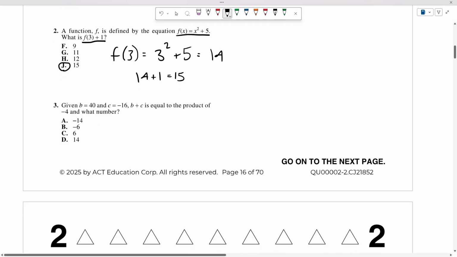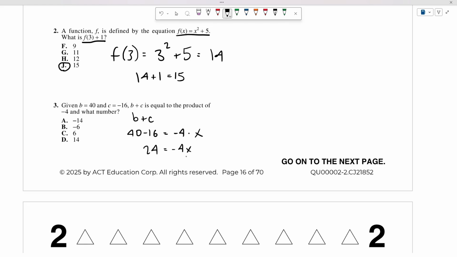Cool. Number 3, given b is 40 and c is negative 16, b plus c is equal to the product of negative 4 and what number? Okay, so it's saying that b plus c, which is 40 minus 16, is equal to negative 4 times some number. I'm going to call it x. And 40 minus 16 is just 24.